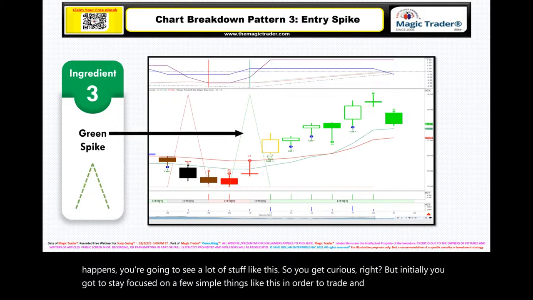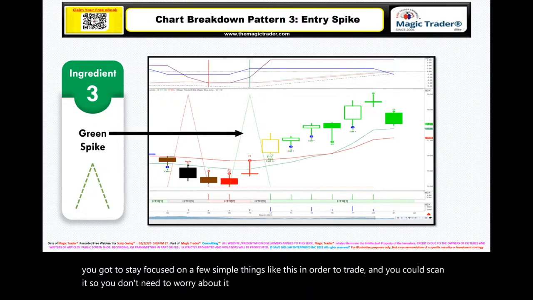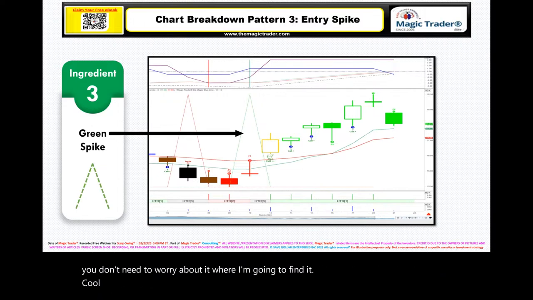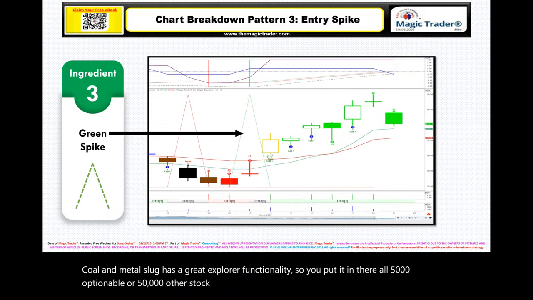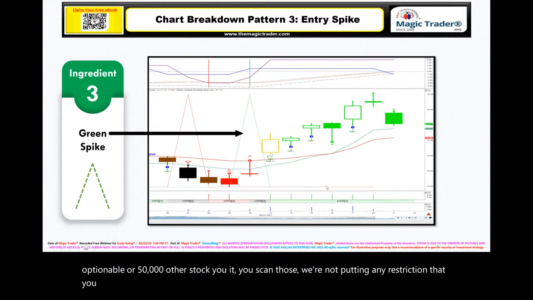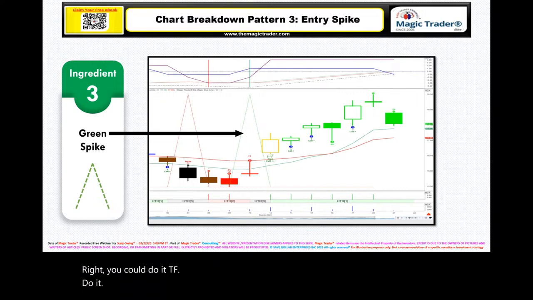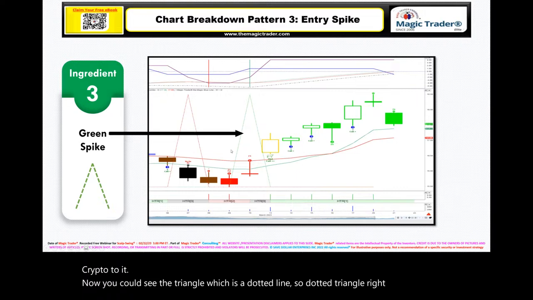And you could scan it, so you don't need to worry about where I'm going to find it. MetaStock has a great Explorer functionality. So you put it in there, all 5,000 optionable or 50,000 other stocks you like, you scan those. We're not putting any restriction that you can't do this and you can't do that, right? You could do ETFs, do it. Crypto, do it. Now, you could see the triangle, which is a dotted line. So a dotted triangle, right? And it is for the bullish direction.